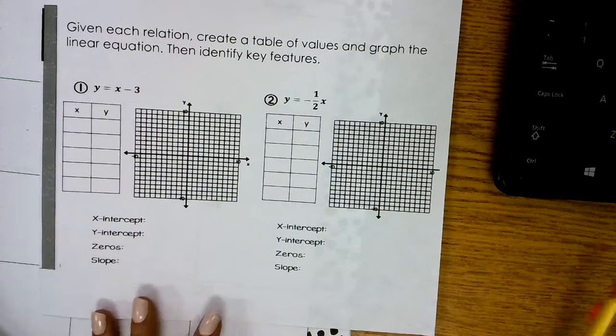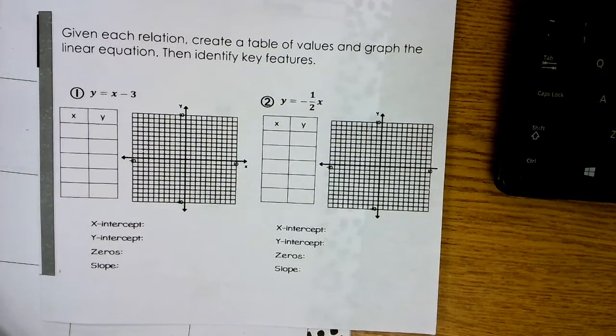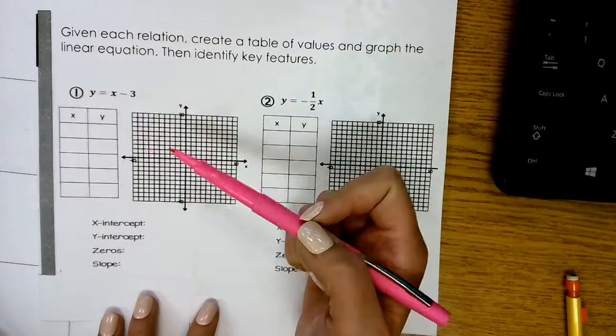Alright, so this problem says, given each relation, create a table of values and graph the linear equation. Then identify key features. You can use the table to create a table and then graph the points. Or, since we've been practicing how to graph lines that are in slope-intercept form, we can just use the equation and make the graph.